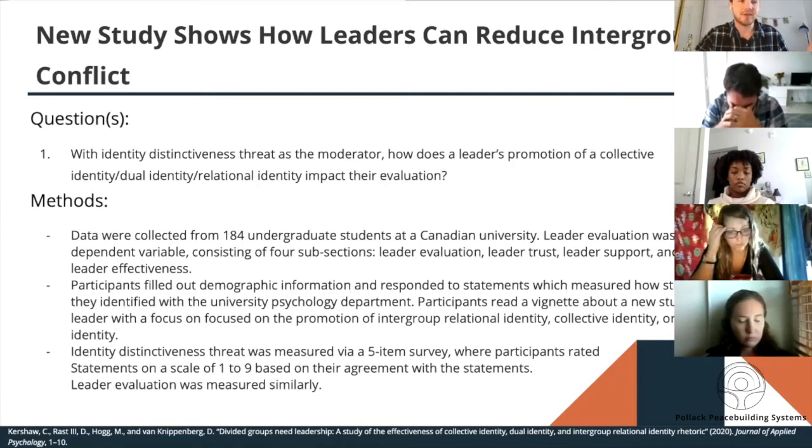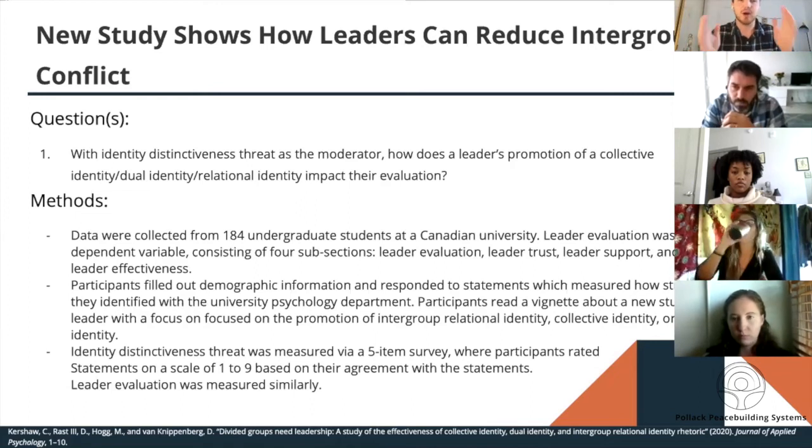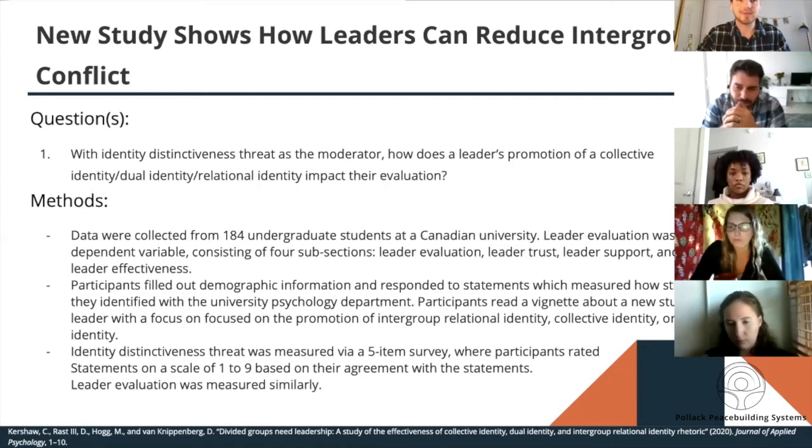So that's collective identity, because they're saying we need to reject this intergroup divide between arts and sciences students. Does that make sense? So that sounds like relational identity. Okay, let's hear the difference, because I'm curious.